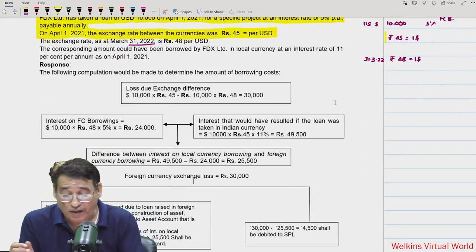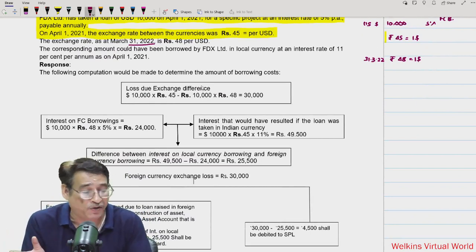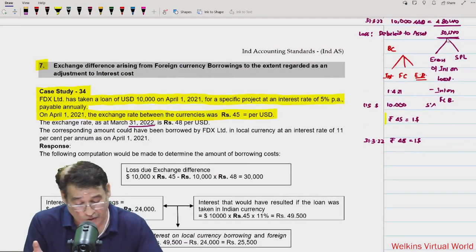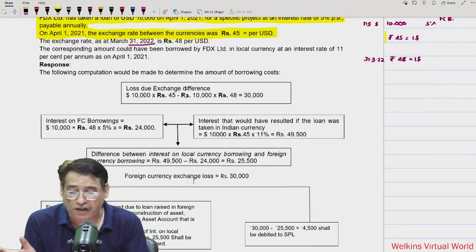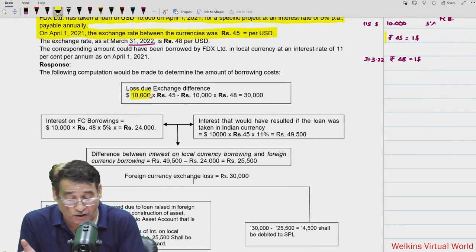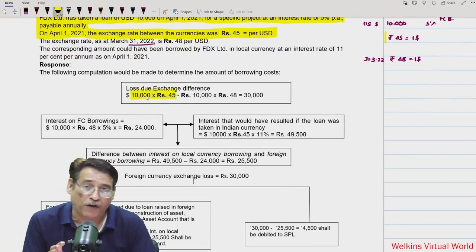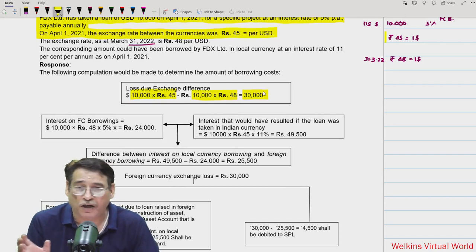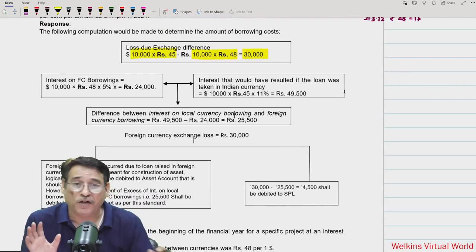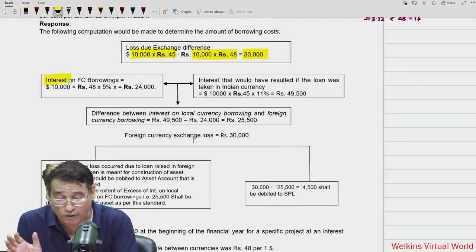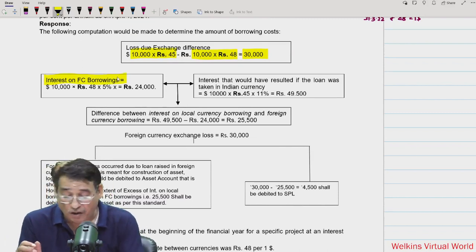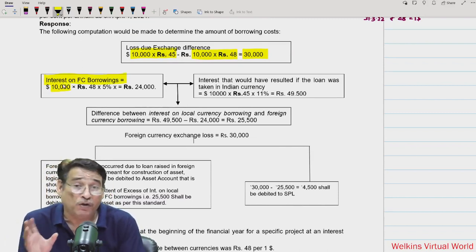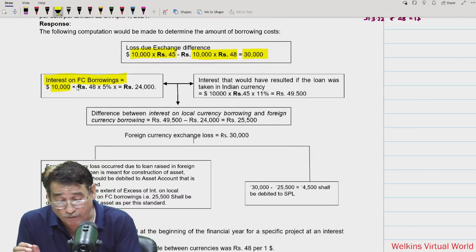So, first of all, you need to find out the loss due to exchange rate, which I have already computed, that is 30,000, and which you can compute very easily. Initially, your loan is 10,000 into 45, which you must have recorded, but by the end of the year, the exchange rate is 48, so your loss is equal to 30,000 rupees. Now, after this, what you are supposed to do? After this, you compute interest on foreign currency borrowings. You have taken a loan of 10,000. You multiply it with rupees 48.